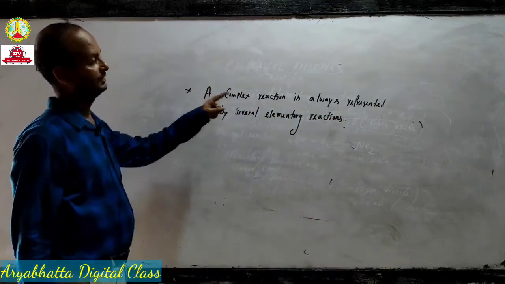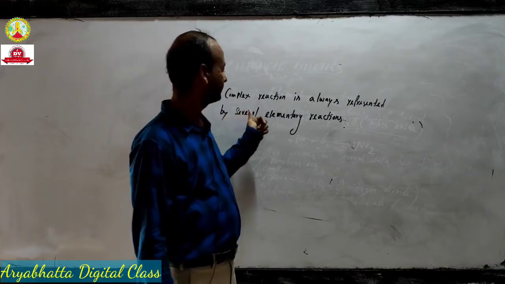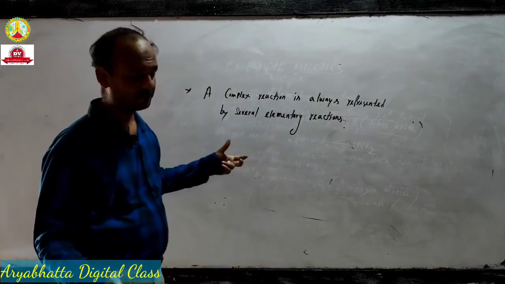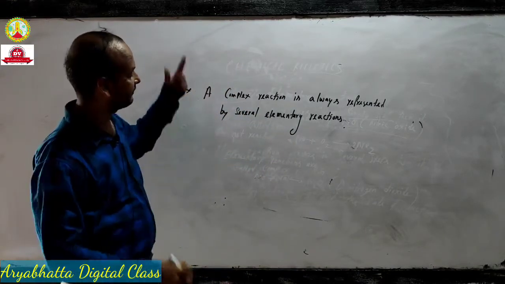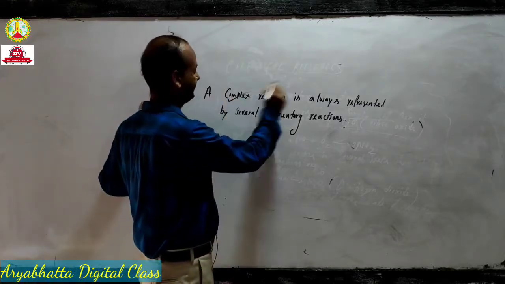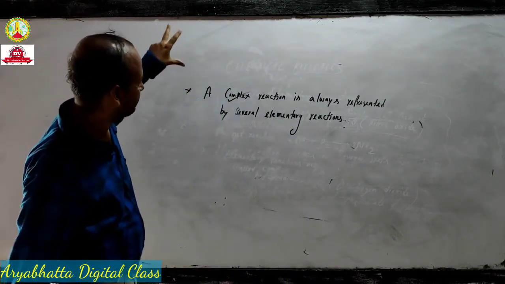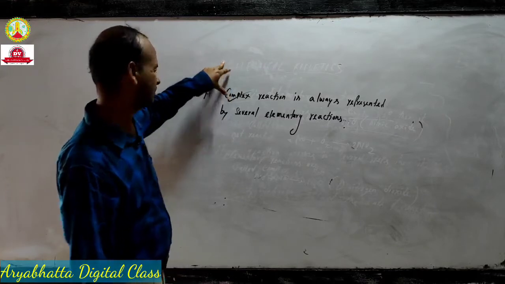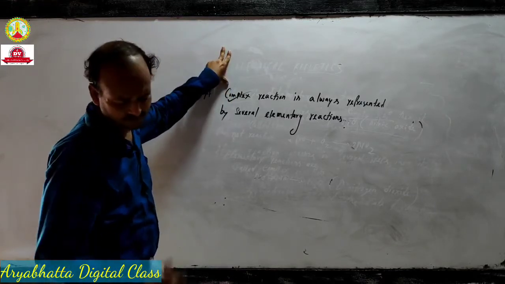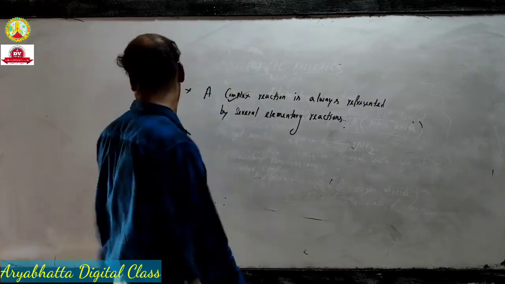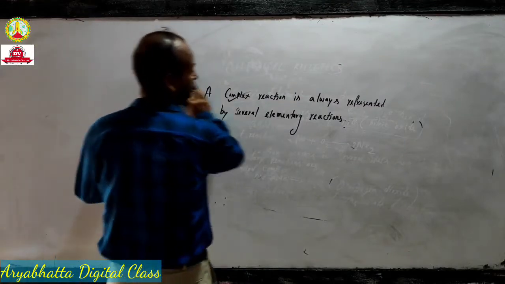A complex reaction is always represented by several elementary reactions. Okay, means what? If you add the elementary reactions, you will get finally what? Finally the complex reaction. This is nothing but the concept of elementary reaction and complex reaction. Now next another important topic is this one.